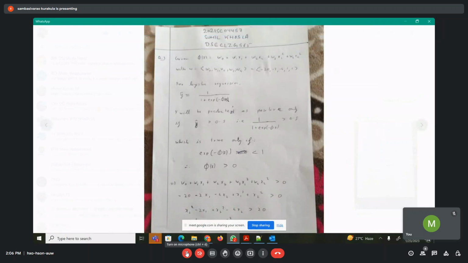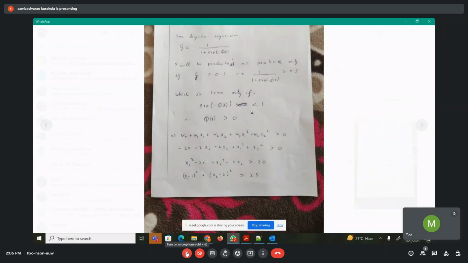So is it clear? This has nothing to do with the question itself, it is just how logistic regression works. Yeah, the explanation is clear, but in this equation, how it is doing that, I'm not clear. This equation. So now let's see.